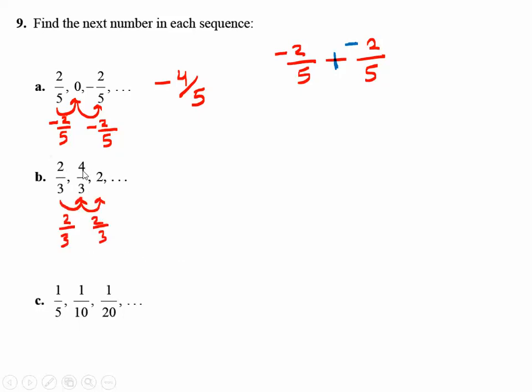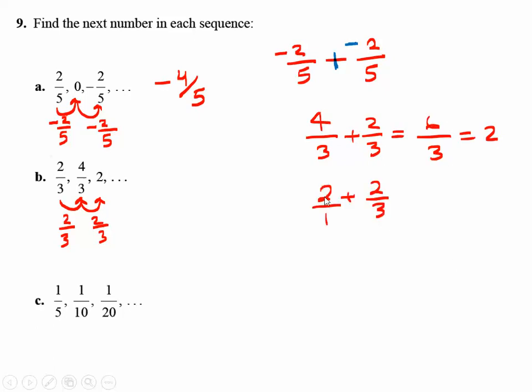Awesome. Okay, then this weird thing. How come it turns into a 2? Let's see. 4/3 plus 2/3 would make 6/3. That's right, huh? 6/3 is really technically a 2. So then from here, I got 2/1 plus 2/3. Common denominator has to be a 3. Are we okay there? 6/3 plus 2/3 gives you 8/3 as your next term in the sequence.